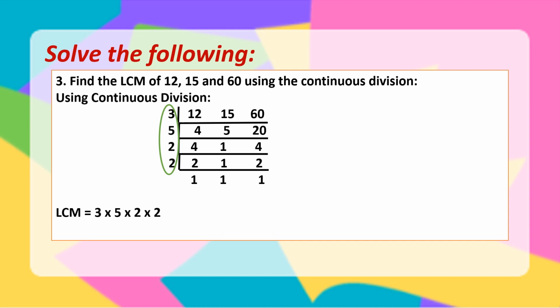Now, all the numbers here outside the continuous division symbol will be multiplied, and that will give you the LCM. So, 3 times 5 times 2 times 2, and that will give us 60.